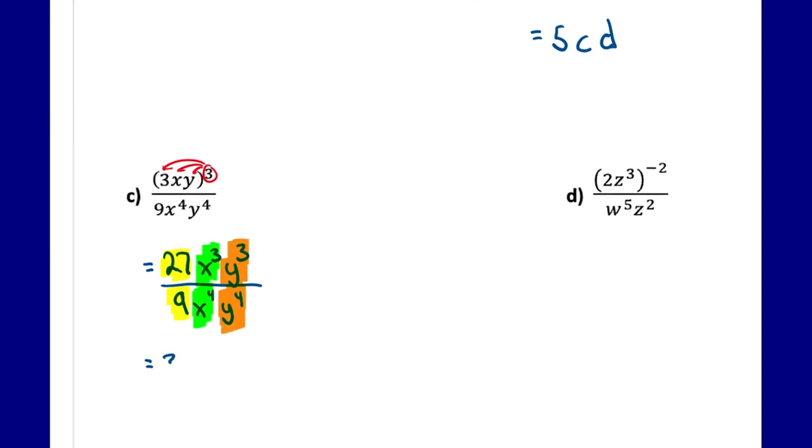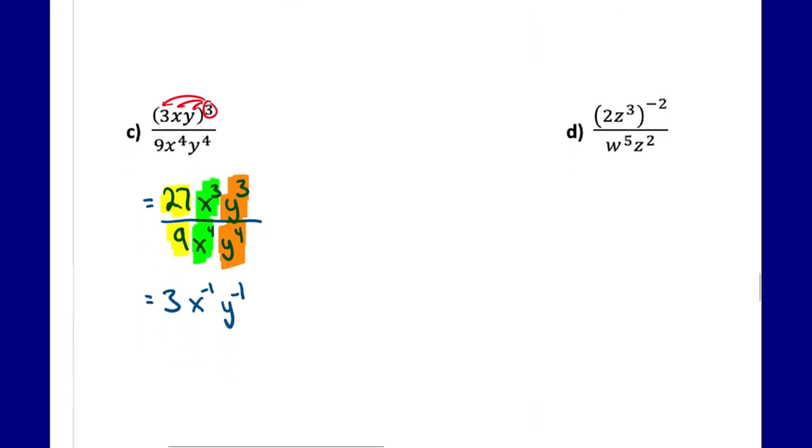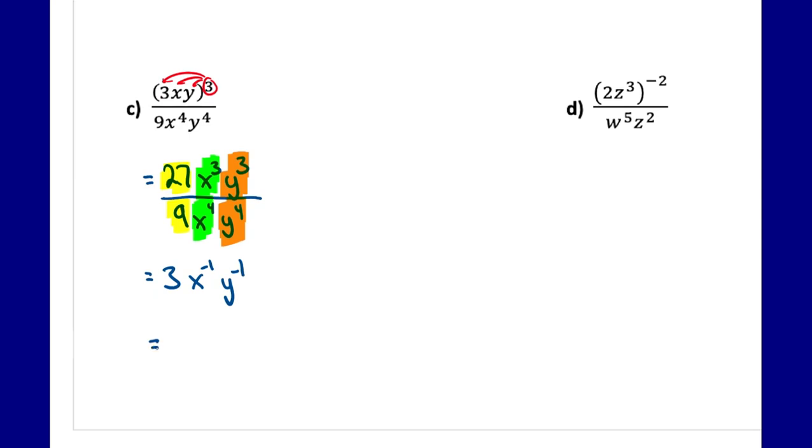27 divided by 9 is 3. Dividing powers, so I subtract my exponents. So 3 minus 4, x to the power of negative 1. 3 minus 4, y to the power of negative 1. Again, because we want to end up with positive exponents, I need to move my x and y down. I'm going to create a fraction and move them down. I don't need to show the exponents because they're 1. So I have 3 divided by xy.